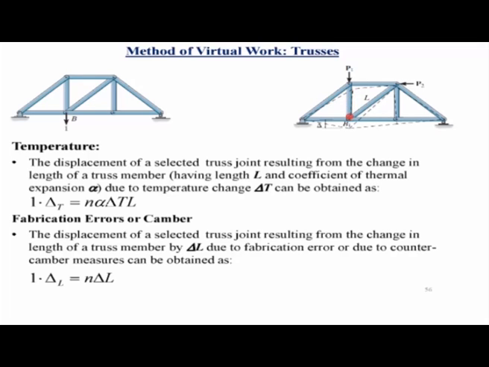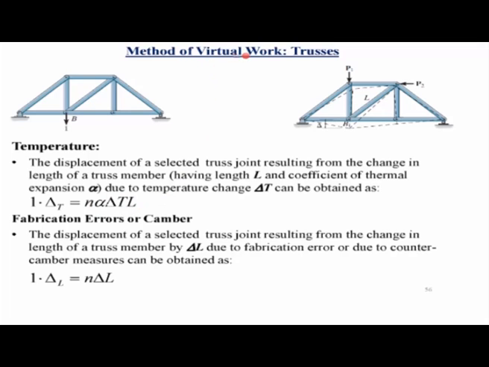If you remember the formula for calculating the deformation or the change in length of a member subjected to a temperature change delta T, it is given by alpha times delta T times L, where alpha is the coefficient of thermal expansion, delta T is the change in temperature, and L is the length of that member. That is the deformation of the member due to the thermal change.